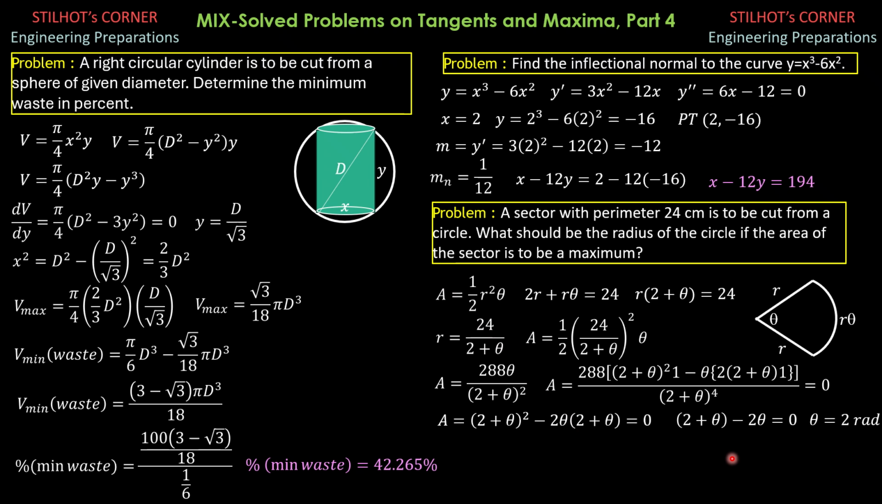We then substitute into the formula for r. r is equal to 24 over 2 plus 2. So the radius for the area of the sector to be maximum is 6 centimeters.